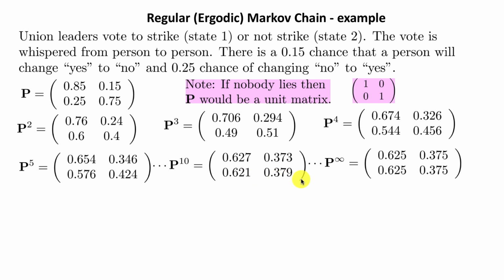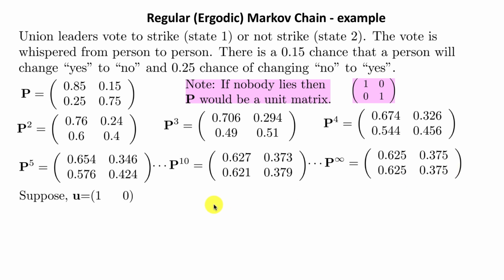Well, if we keep going and keep going, after we multiply this matrix by itself many, many, many times, an infinite number of times, well, that converges to 0.625, which is 5 over 8, and 0.375, which is 3 over 8. Of course, this plus this is equal to 1, and now you see that this row and this row have become the same. So why is this important?